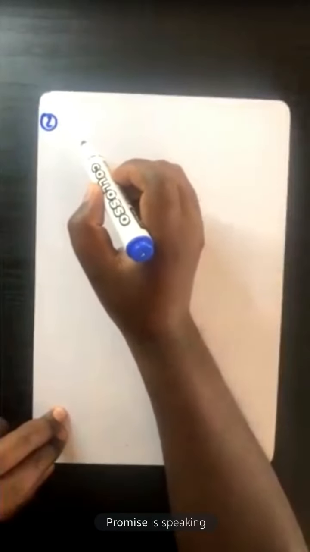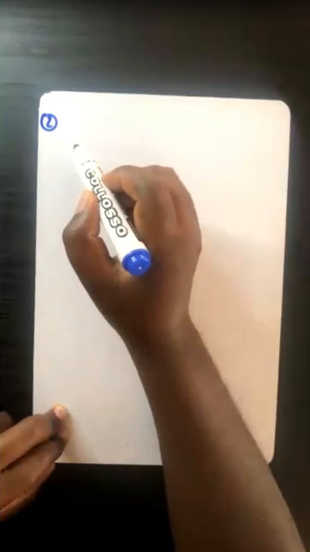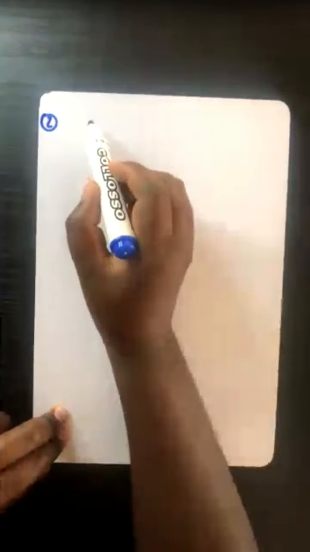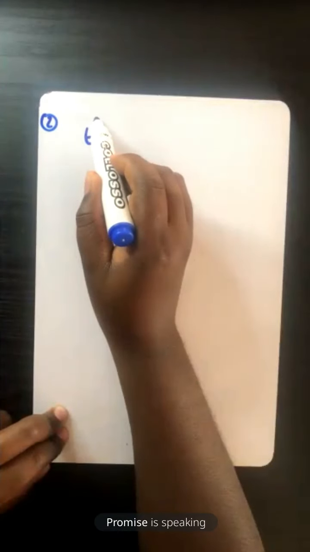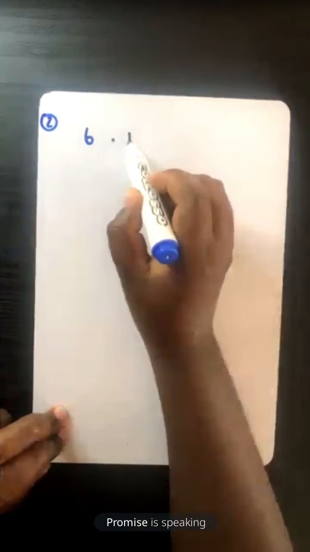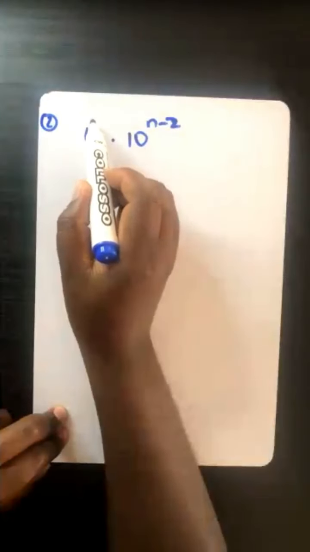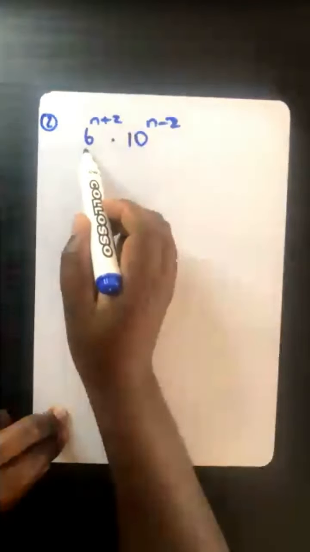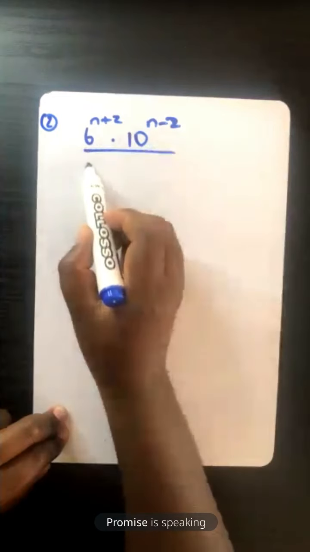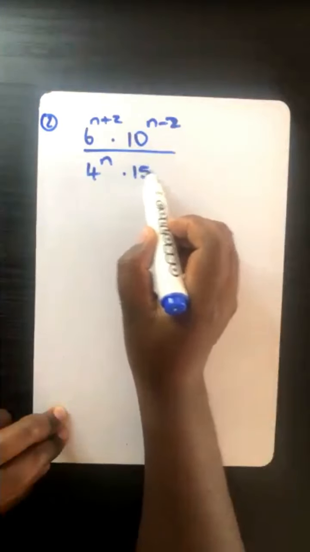It was 6 to the exponent of n plus 2. Okay, Promise, read it out and the rest just check if we're not copying it incorrectly. It was 6 to the exponent of n plus 2 multiplied by 10 to the exponent of n minus 2, divided by 4 to the exponent of n, multiplied by 15 to the exponent of n minus 2. So it was like that, right?